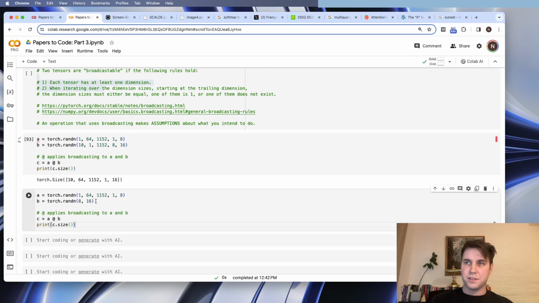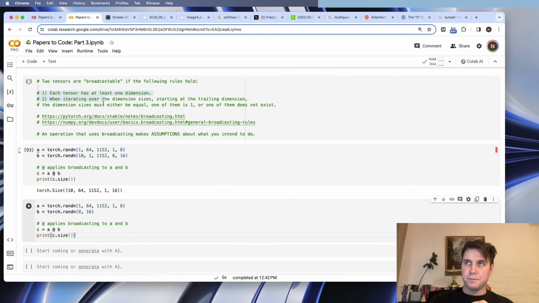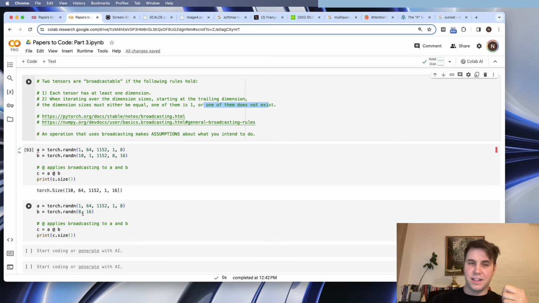Will this broadcast? Well, let's check our rules again. Each tensor has at least one dimension. The operation broadcasts. And when iterating over the dimension sizes, starting at the last one, the sizes are equal, one of them is 1, or one of them does not exist. So it's a little tricky to see, but if you go through it, you can tell, okay, well, the inner dimensions match, so matmul will work. And then we have a 1 here, but we have an 8 here, so this dimension is 1, and that's okay. But before this, there's nothing. But that's okay. If the dimension does not exist, it's just going to fill that in.